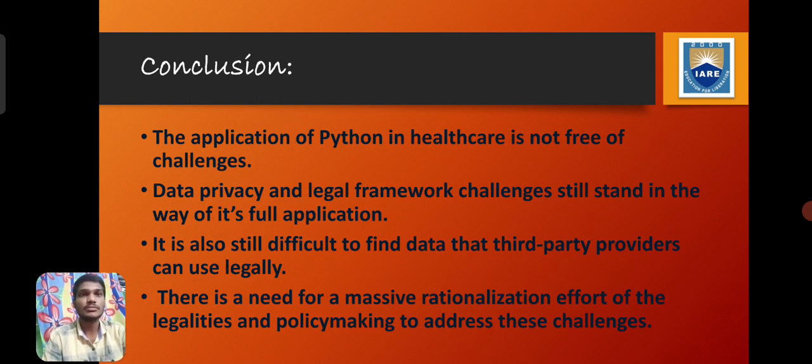Conclusion. The application of Python in healthcare is not free of challenges. Privacy and legal framework challenges still stand in the way of its application. It is also still difficult to rate how third parties can use data legally. There is a need for massive realization efforts of artificial intelligence and machine learning to address these challenges.